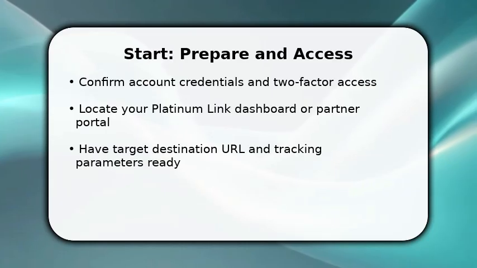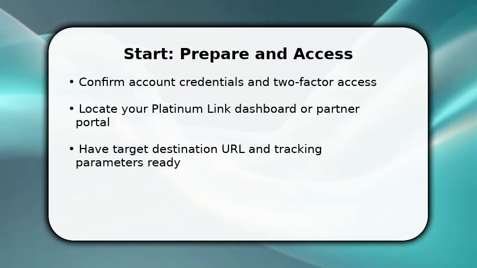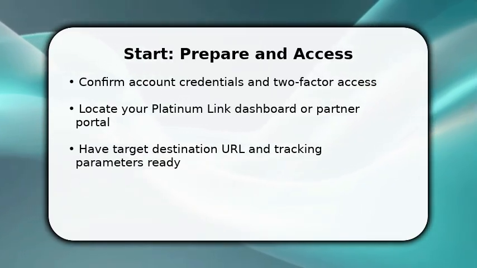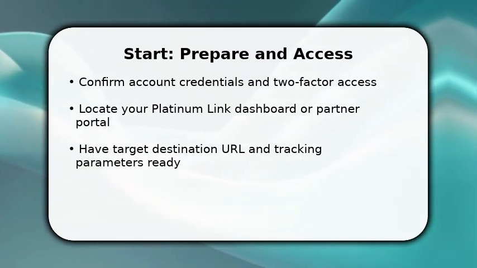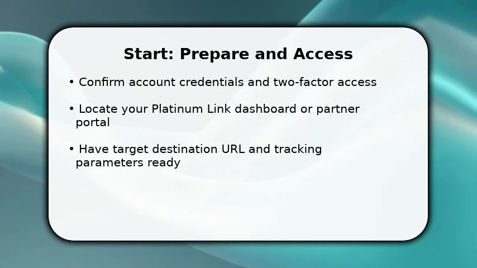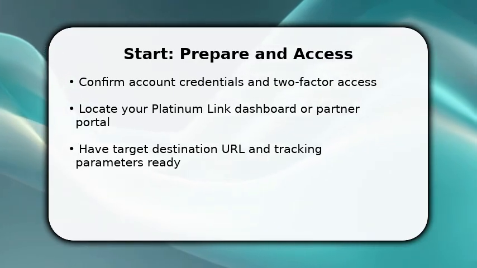You begin by signing into the Platinum Link portal. Enter your credentials and complete two-factor verification if prompted. Once in, navigate directly to the Links or Campaigns area so you can create a new link without delay.